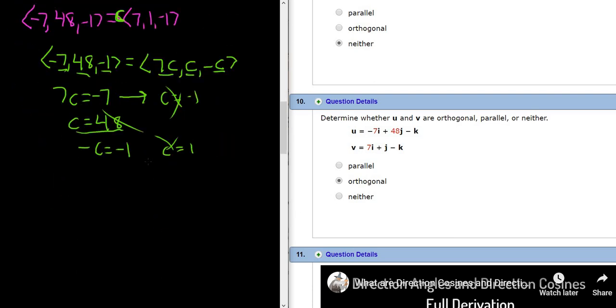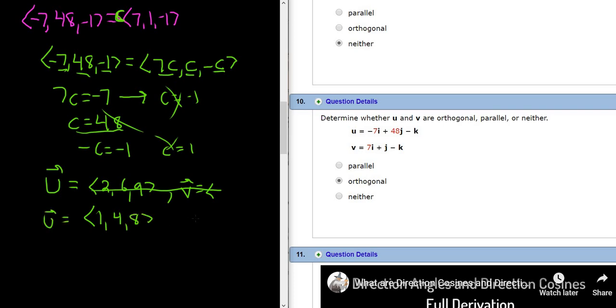What would be an example of where this does work? Well, I'll just make one up. Something like this. u equals 2, 6, 9. And then v equals, that's a bad example. How about 1, 4, 8 for our u? Trying to make one up here. And then v could be a 2, 8, 16.